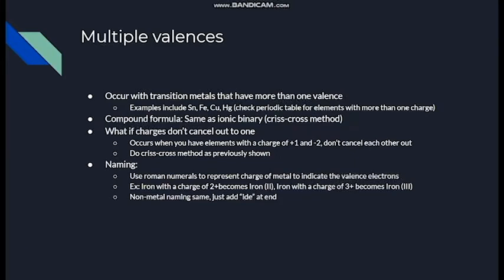this occurs when you have a charge of 1 plus and 2 minus, basically when they can't cancel each other out. We're still going to do the crisscross, but we're going to have to write the numbers in if they're above 1. And when you're naming something with multiple valences, we're going to be using Roman numerals to represent the charge, to indicate the valence electrons present. So, to give you an example, iron has charges of plus 2 and plus 3. If we're using iron with a charge of plus 2, it'll become iron 2. And iron with a charge of 3 plus will become iron 3. Non-metal naming is going to be the same, just add the "ide" at the end.